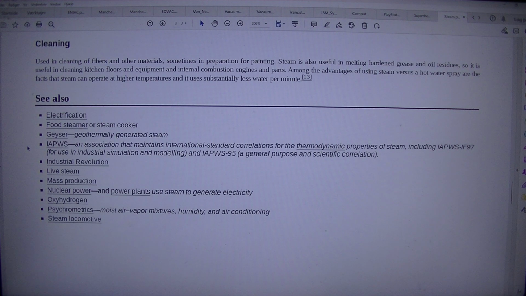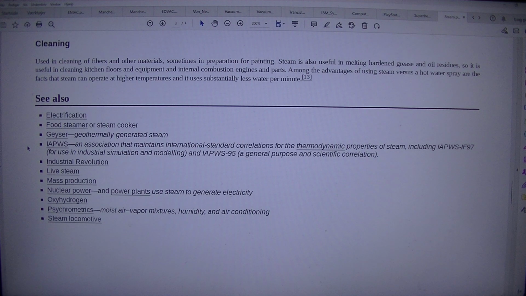See also. Electrification. Food steamer or steam cooker. Geyser. Geothermal generated steam. IAPWS, an association that maintains international standard correlations for the thermodynamic properties of steam, including IAPWS-IF97, for use in industrial simulation and modeling, and IAPWS-95, a general purpose and scientific correlation. Industrial revolution. Live steam. Mass production.